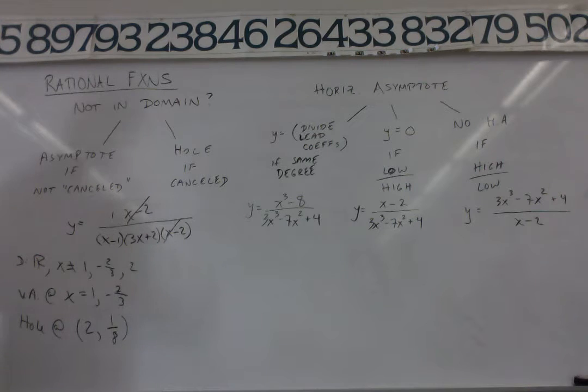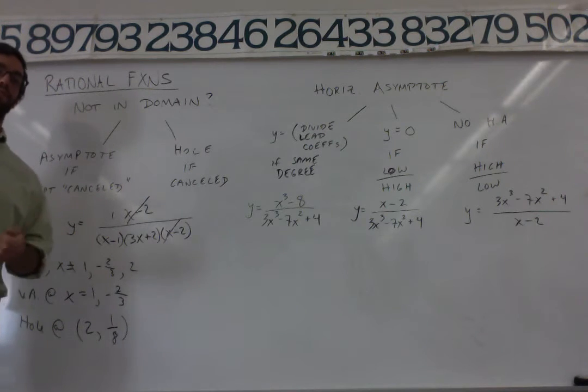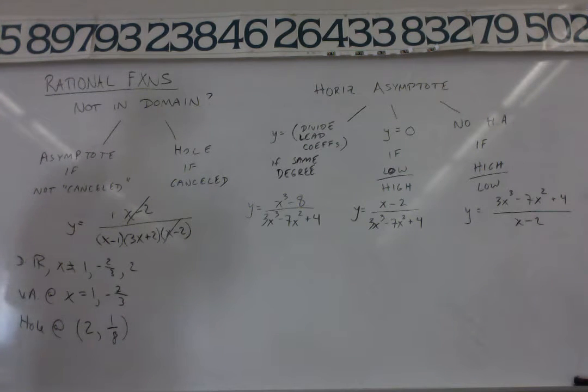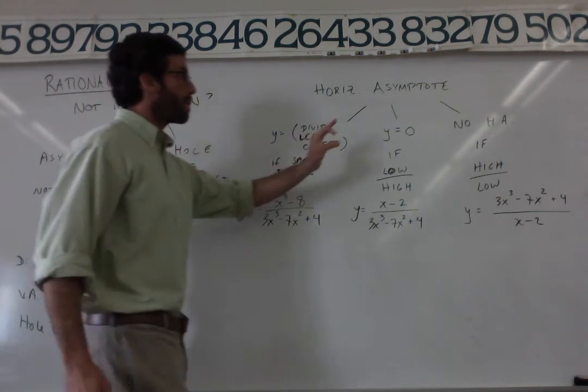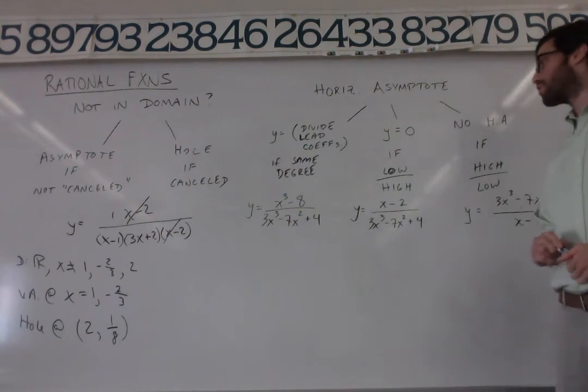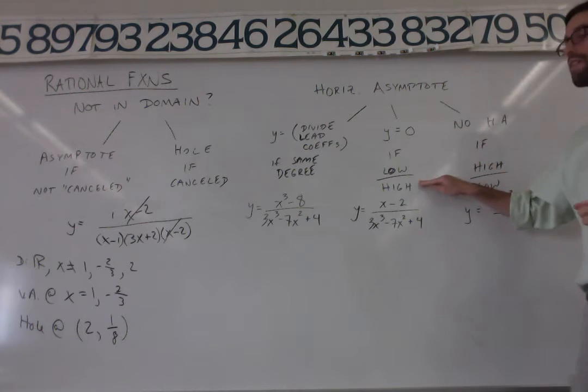Now, we also have what are called horizontal asymptotes, which I didn't discuss so much in class. The parent function, 1 over x, has a horizontal asymptote at the x-axis. Now, 1 over x is an example of a rational function where the degree is lower on top than it is in the bottom.